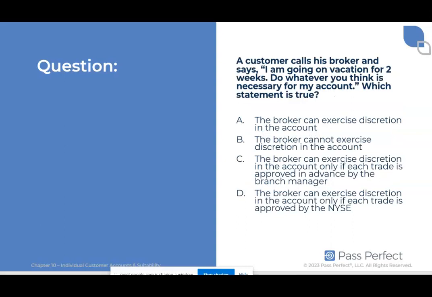A customer calls his broker and says, I'm going on vacation for 2 weeks. Do whatever you think is necessary for my account. Which statement is true? A, the broker can exercise discretion in the account. B, the broker cannot exercise discretion in the account. C, the broker can only exercise discretion in the account if each trade is approved in advance by the branch manager. D, the broker can only exercise discretion in the account if each trade is approved by the NYSE.